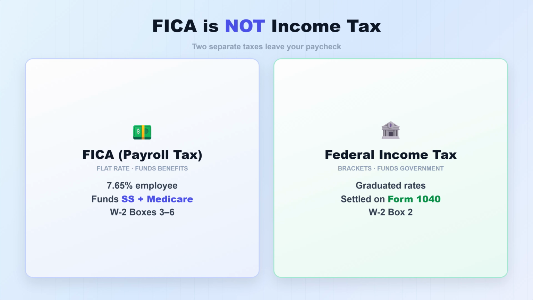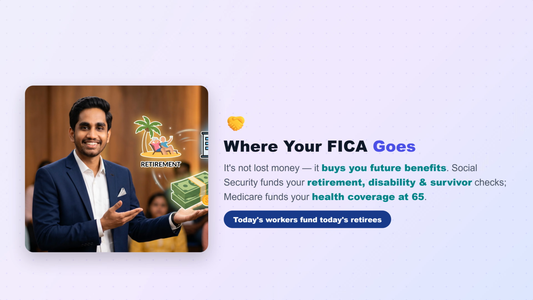Let me clear up one big confusion. FICA is not income tax. They're two completely separate taxes leaving your paycheck. FICA is a flat rate, 7.65% for the employee, and it funds Social Security and Medicare. You see it in W-2 boxes 3 through 6. Federal income tax, on the other hand, uses graduated brackets, funds the general government, and gets settled on Form 1040. You see it in W-2 box 2. Different taxes, different purposes.